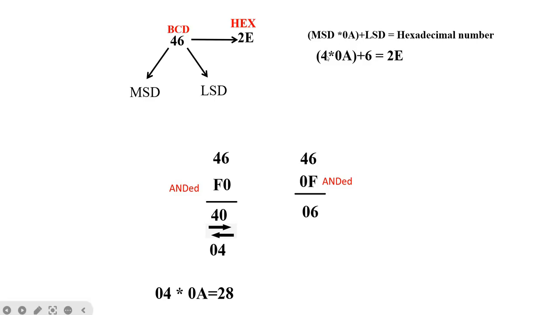What is the next step? We have to add the product and this least significant digit. We have to add these two so that we get the equivalent hexadecimal number, that is 2E.